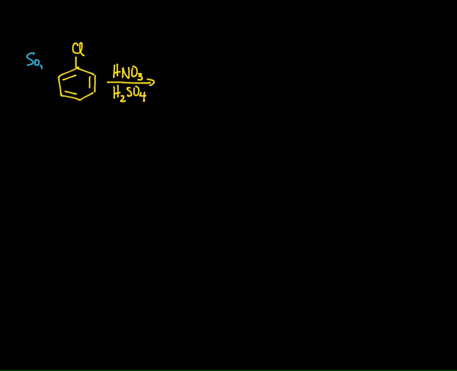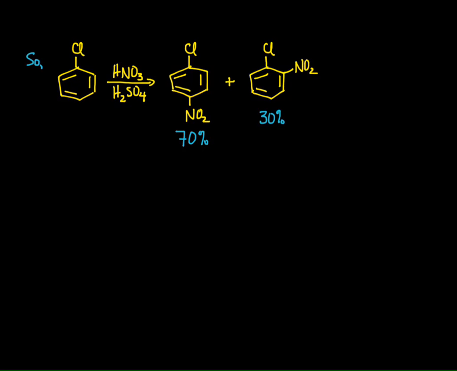So when I take chlorobenzene and treat it with nitric acid and sulfuric acid, so I'm nitrating the ring, I get para-nitrochlorobenzene and ortho-nitrochlorobenzene in a 70-to-30 ratio, and I get 0% of the meta substitution.